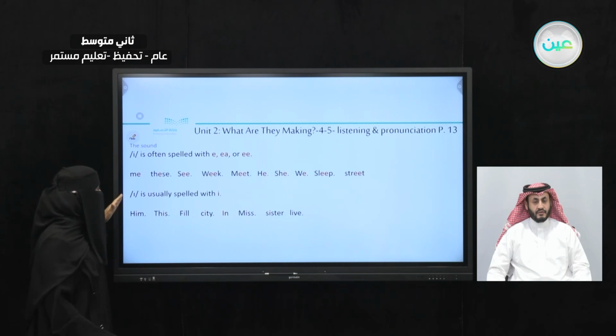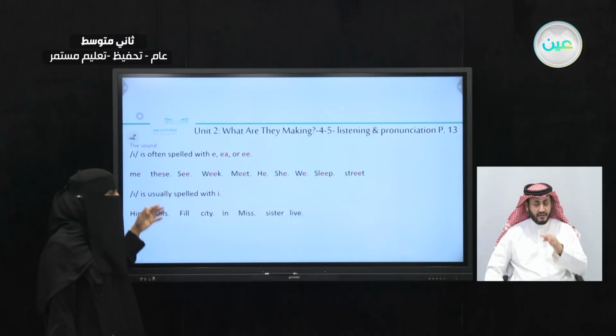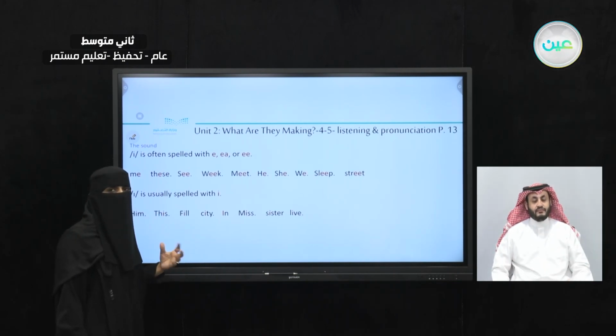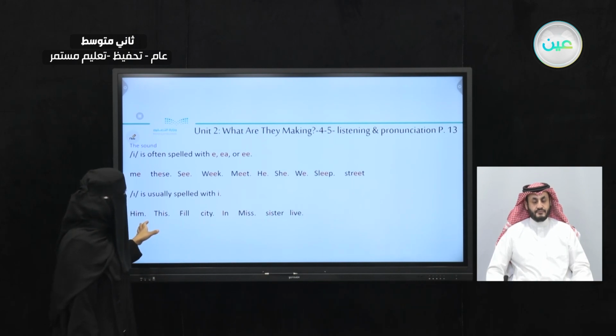We have the I sound. Usually it's spelled with an I. We have him, this, Phil, city, in, miss, sister, live. The I sound. Hopefully this will make it clearer. This is extra words. You can practice pronouncing these 2 sounds.